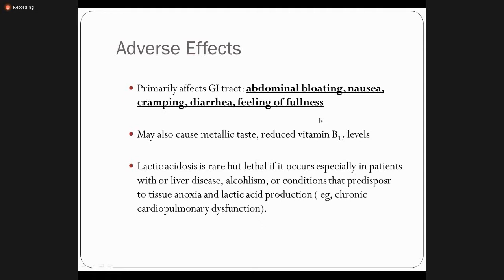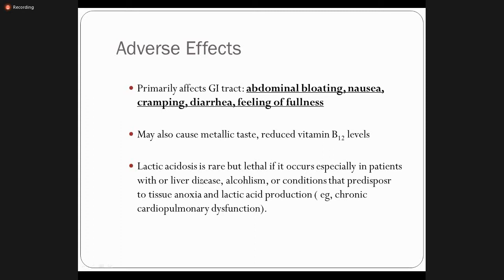But these problems can be minimized if we advise the patient that you should take this drug with the first bite of the meal or during the meal, right? So we can minimize the GI related side effects. It may also cause a metallic taste and reduce vitamin B12 level, but in chronic treatment. This is the side effect which is asked in the exam.